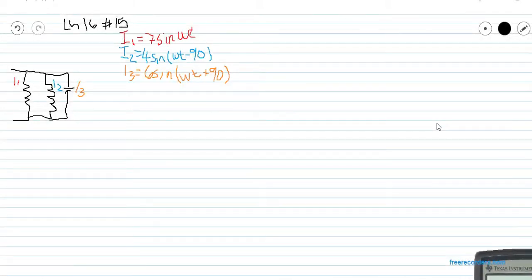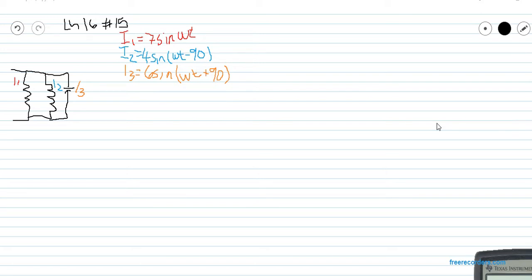Hey everyone, I'm going to do chapter 16, problem number 15. The problem gives us current in time form, and it wants us to convert each one of those into phasor form, and then it wants us to find the phasor form for the total current, and then the total current in the time domain.